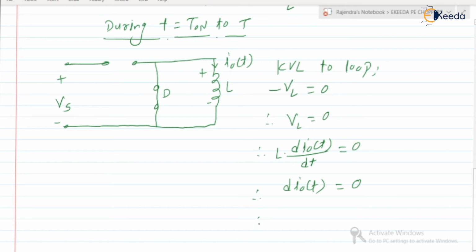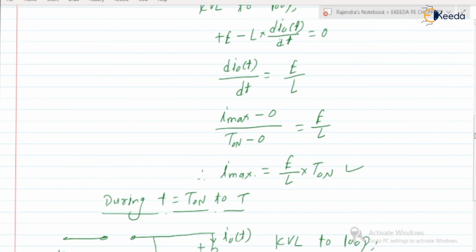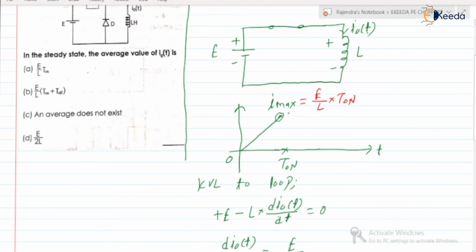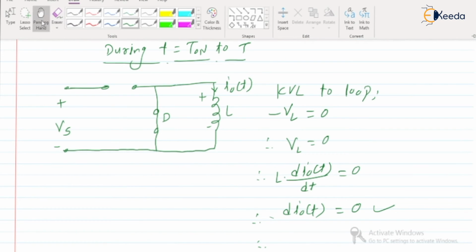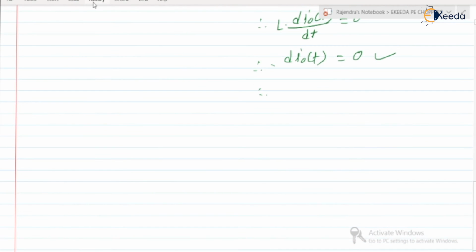The meaning is, during the off time, the change in the current is 0. So the current will remain constant. It was E by L into t on, so from t on to T it will remain constant. The waveform will be like this, so here we can draw the waveform of I0 of t like this.